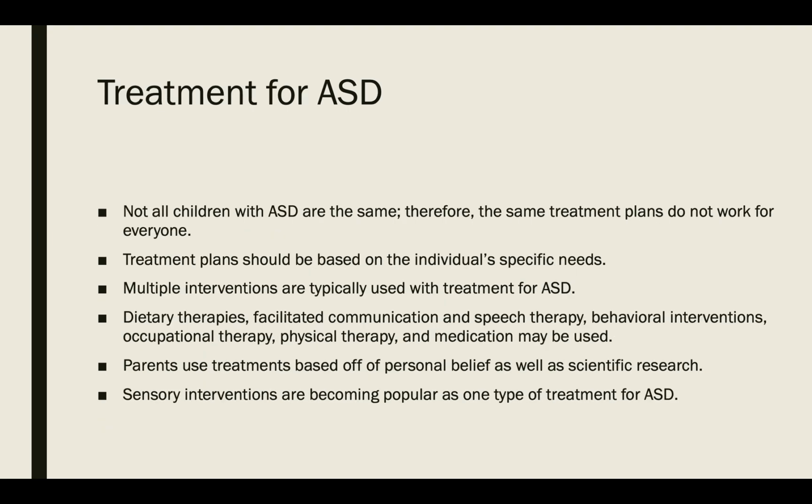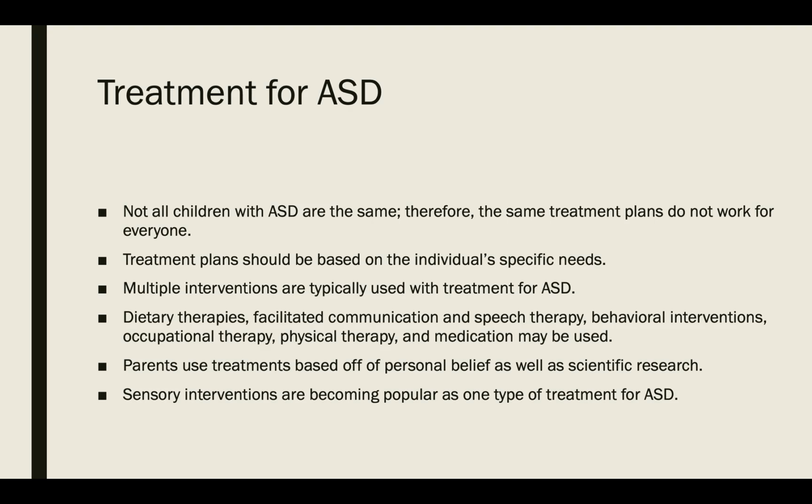The treatment for ASD is varied depending on the child. Not all children with autism spectrum disorders are the same. Therefore, the same treatment plans will not work for everyone. They should be based on the individual's specific needs, and typically multiple types of interventions are used as treatments.